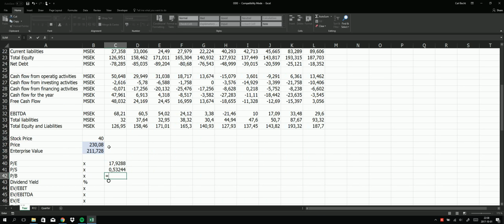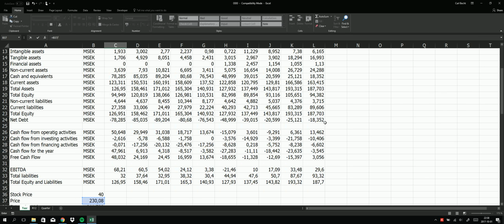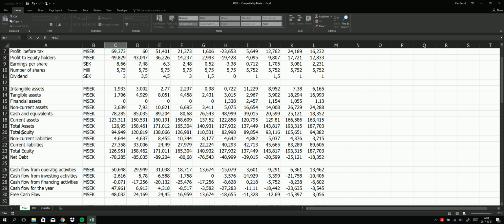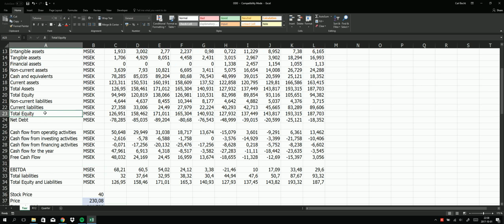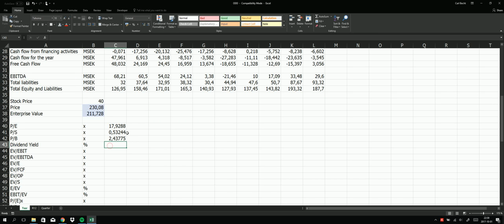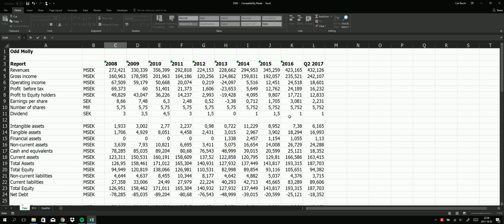So price to book, same, the price, and then you find your book value, which is your equity. Börsdata is kind of bad when it comes to this, but I believe total equity is the right one, because it says total equity here as well, which is weird, but it's this one. Yeah, makes sense.